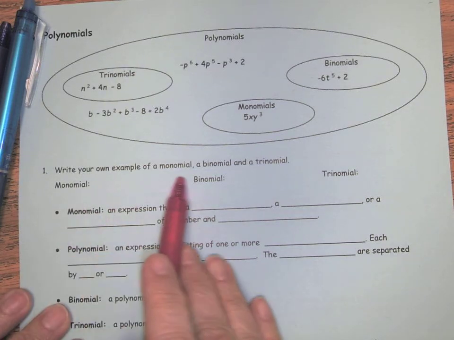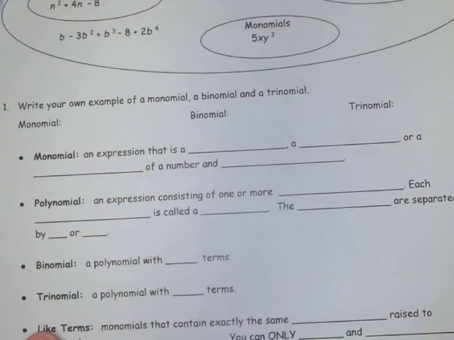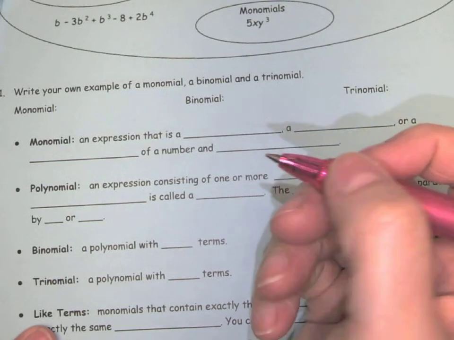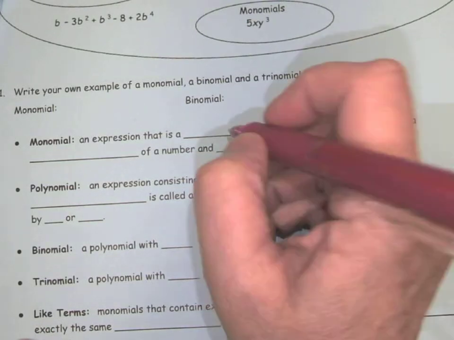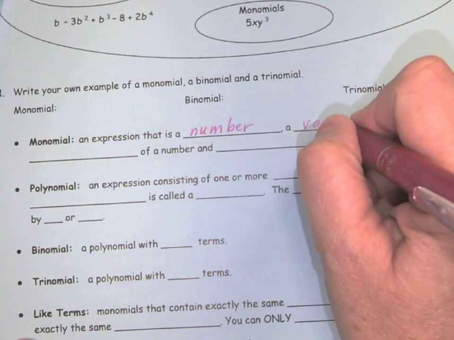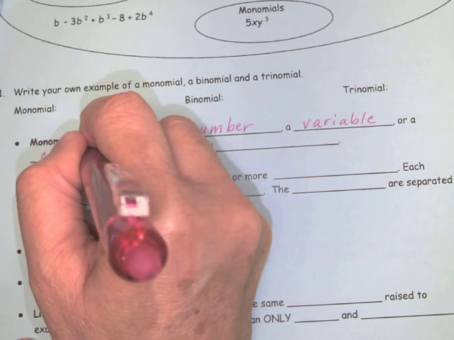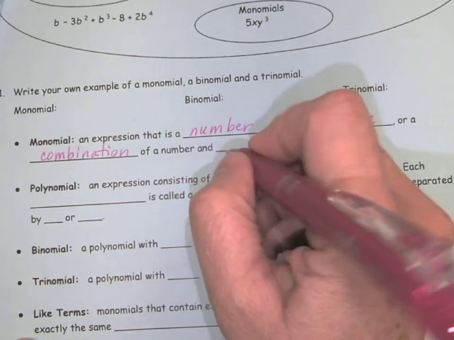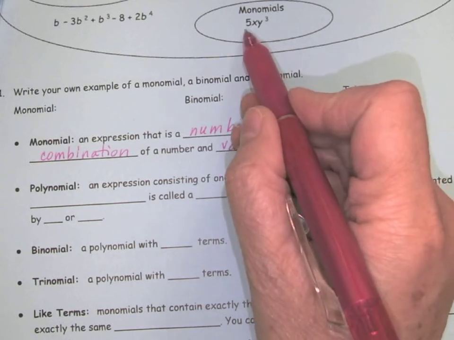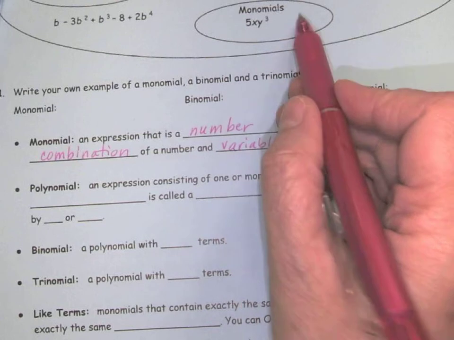So I'm going to kind of skip this for now, writing your own example. Let's just define what they are. Most of you would know that mono means one. So a monomial is an expression that is a number, a variable, or a combination of a number and variables. So if you look up here at your example of a monomial, that's exactly what it is. It's got a number, it's got variables, and a combination of them.